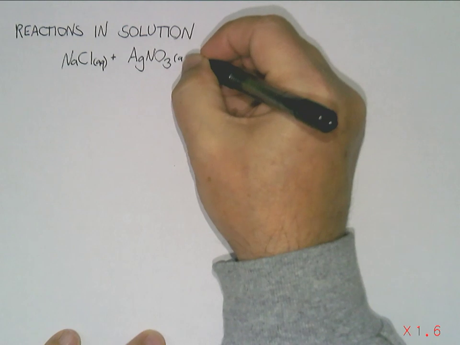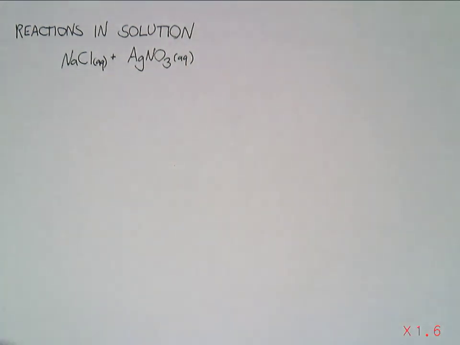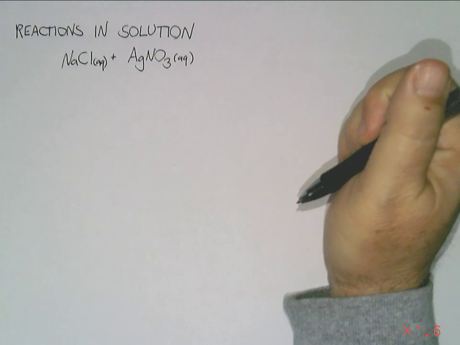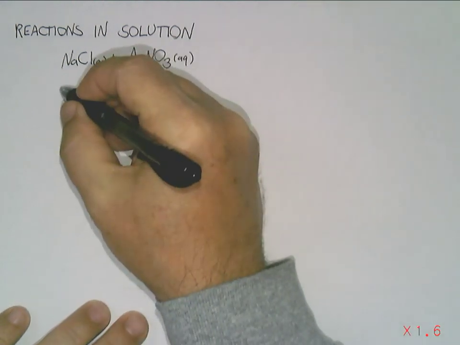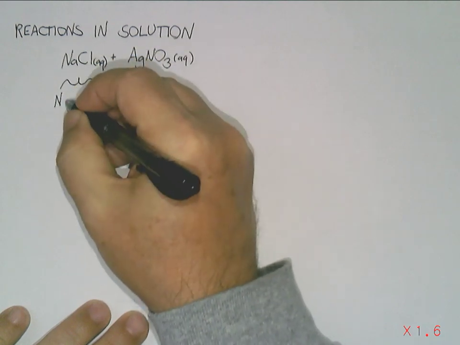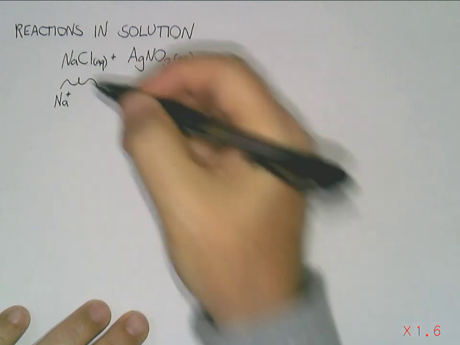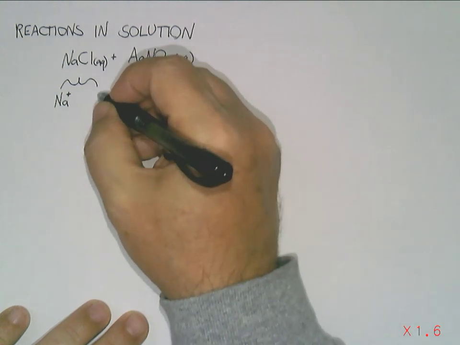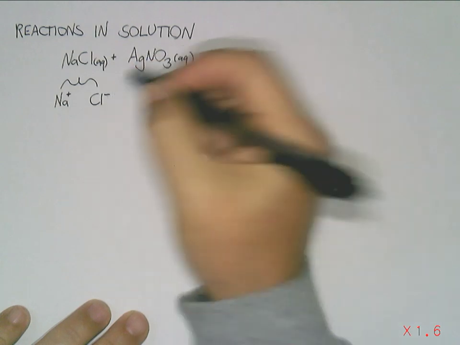When you put them into water, you can write an AQ after the formula, and that means aqueous. That means dissolved in water. And what you really got in that case are ions with those icy shells around them that we talked about in a previous lab. You've got a sodium ion in there and a chloride ion in there.